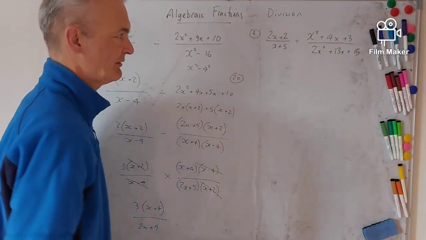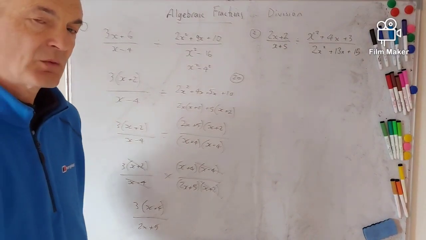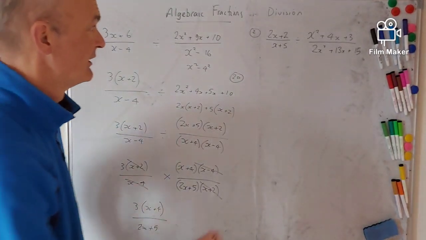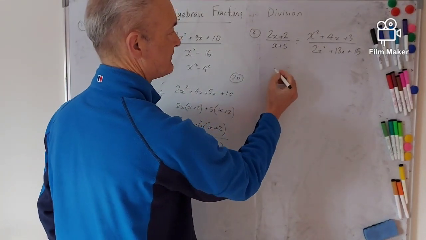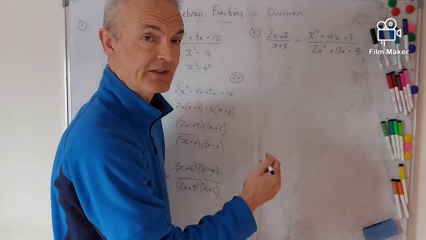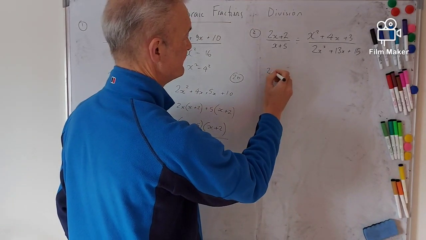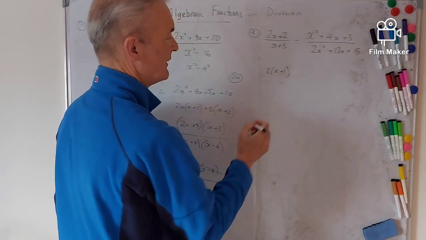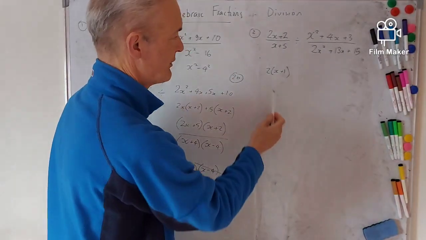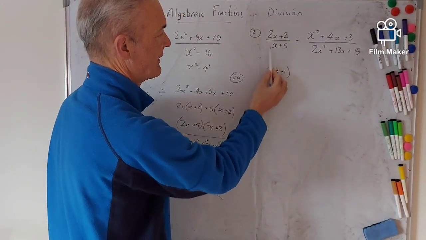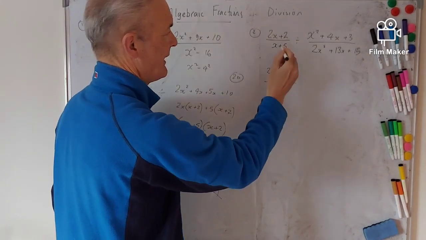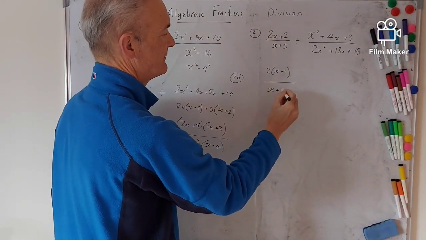Similar sort of question, and we're going to approach it in the same way. We're going to see what we can factorise first. So looking at the top, I can see we've got 2 is common to both bits. So it'll factorise like that. Just check, 2 times x is 2x, 2 times 1 is 2. X plus 5, can't do anything with that.